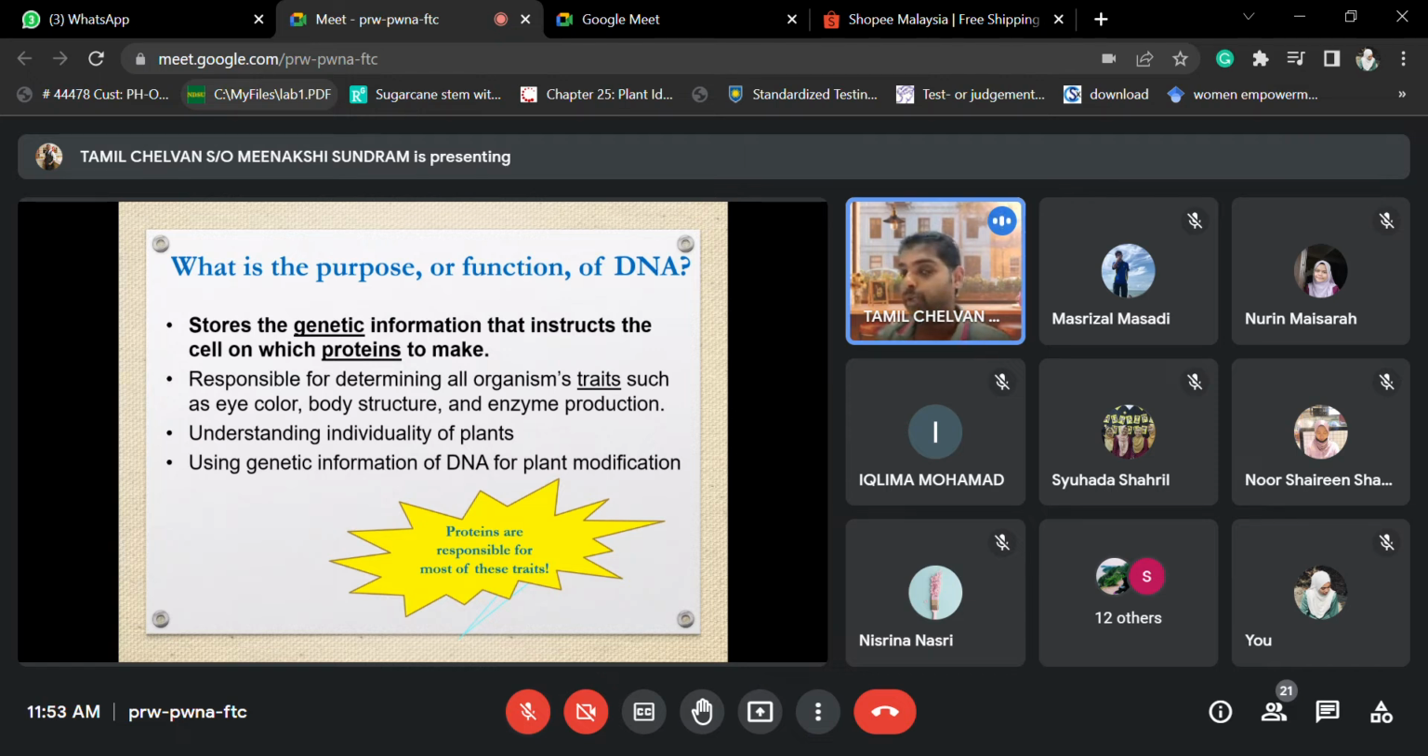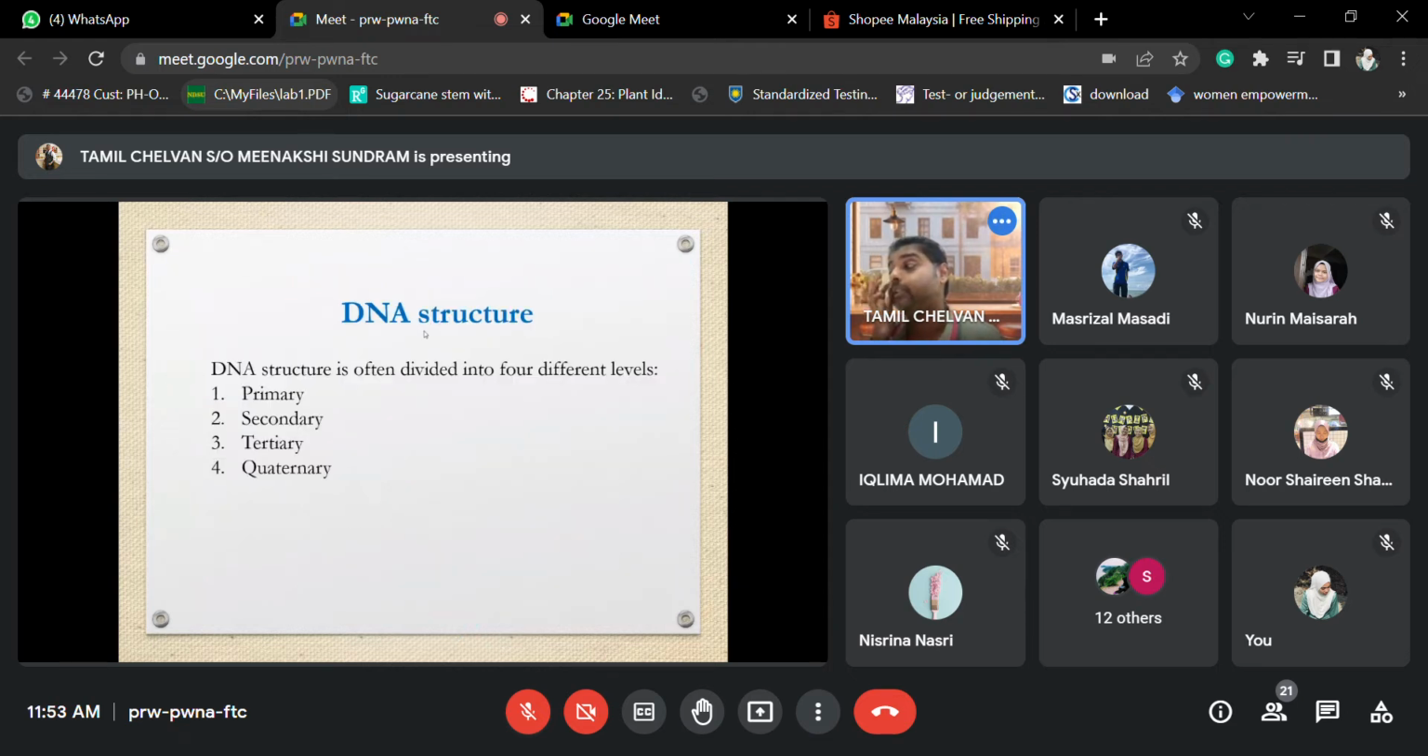So proteins, bukan protein yang kita makan tau. Memanglah protein tu juga, tapi protein kita makan yang besar kan. So ini proteins maksud dia amino acid yang converts. This kind of proteins. Proteins are responsible for most of these traits, in all these characteristics of a plant and so on.